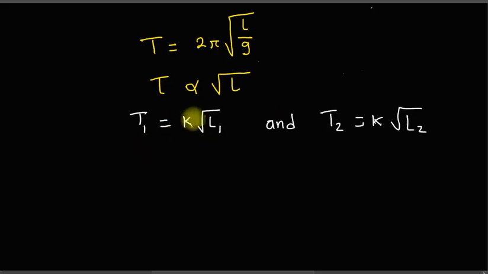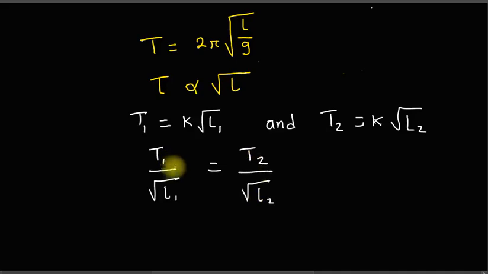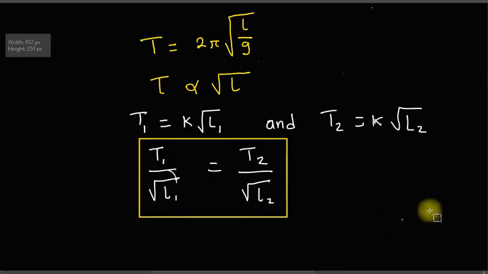Now we make k the subject of the formula. We have T1 all over root L1, and then we equate it to T2 all over root L2. So whenever you are given the initial period, initial length, and maybe they said they changed the length to a new length, then you should calculate the period. You can apply this formula.